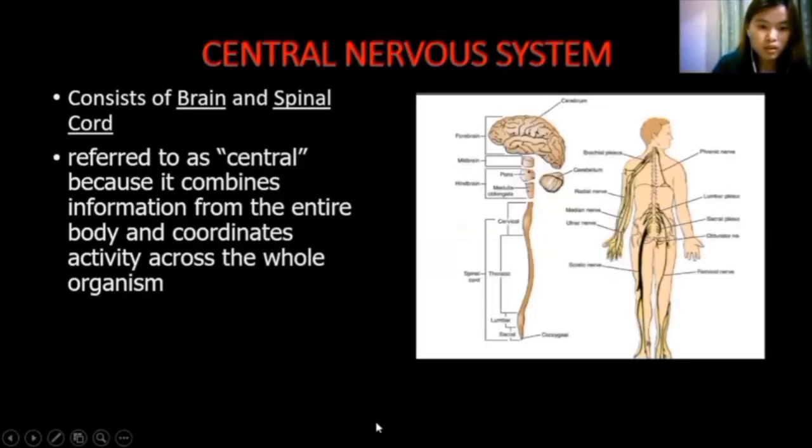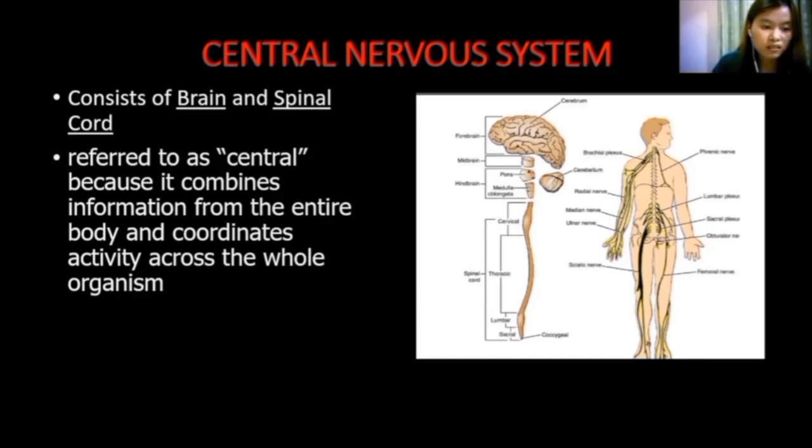So we go to the lecture proper. So we have the central nervous system. The central nervous system consists of the brain and the spinal cord. It is called central because it is situated in the center of the body, and it is also the information and integration center of the human body.